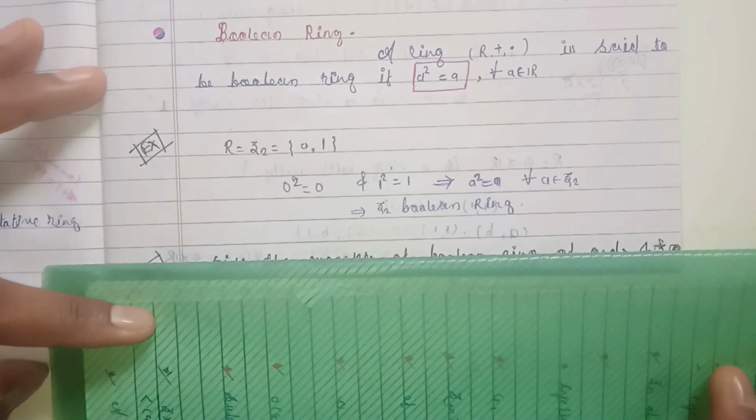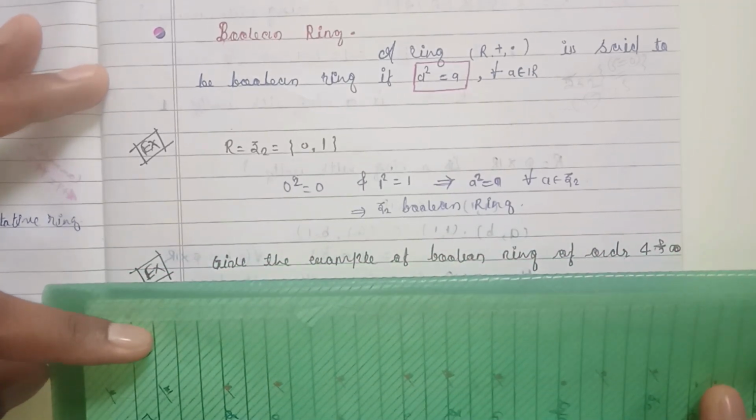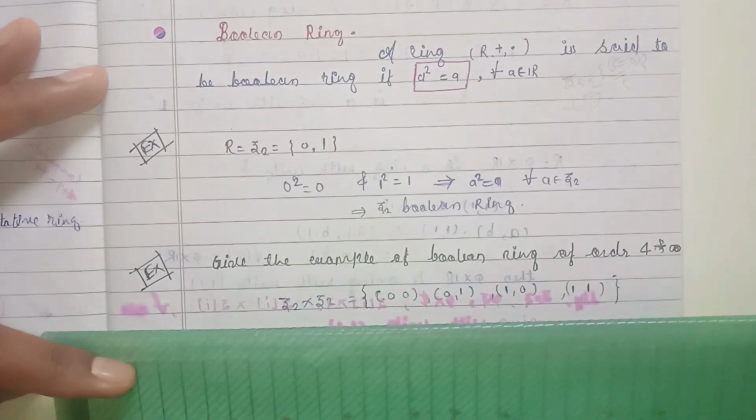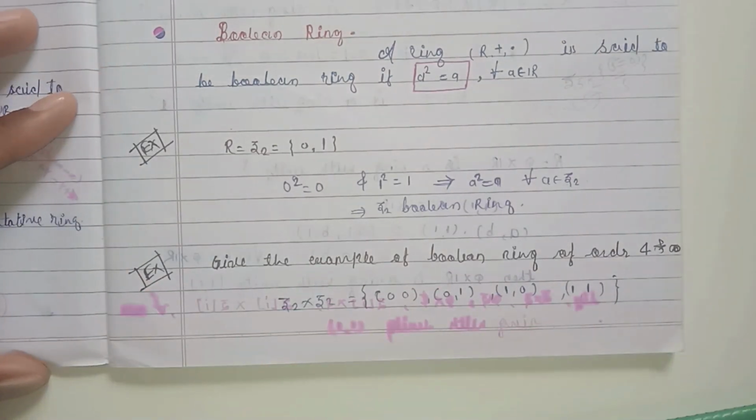Okay, now let's get to another example. We want an example of a Boolean ring whose order is 4 and infinity. Now think about it, which example is possible for a Boolean ring of order 4 and infinity?